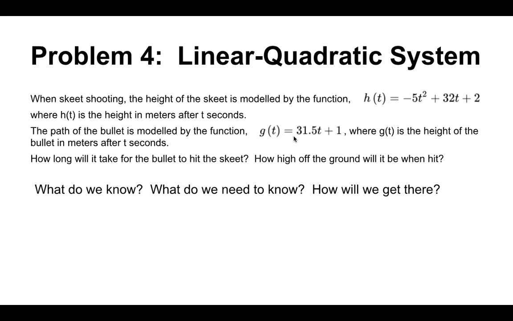You've got the y-intercepts of each. What do you need to know? You need to know when these two things are equal. So how are you going to get there? You could set them equal and then get standard form, so 0 equals standard form, and use your quadratic formula. And it's probably going to be the quadratic formula because there's going to be a decimal involved. But you could also factor it and see.